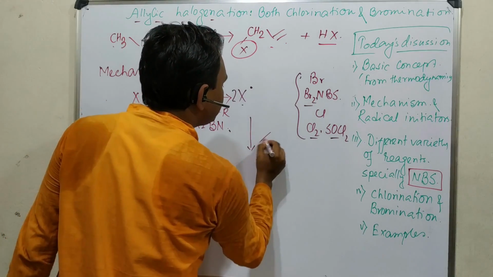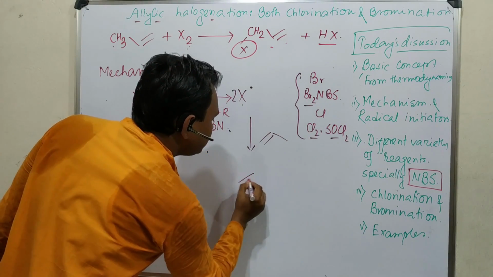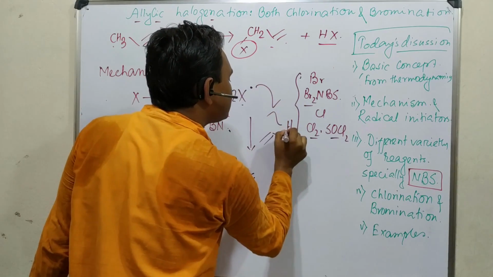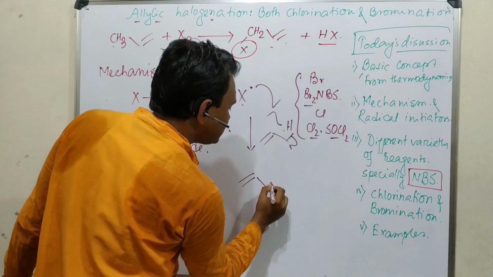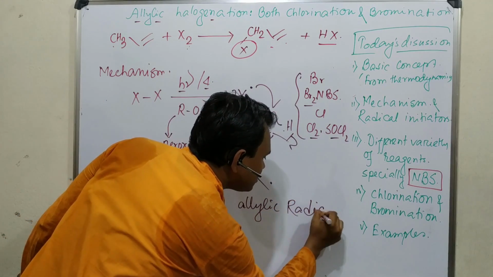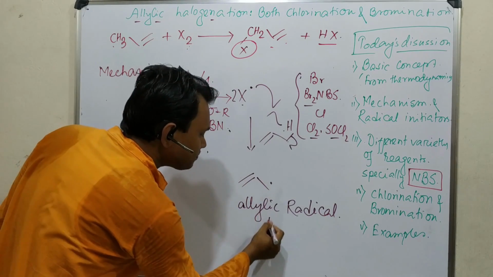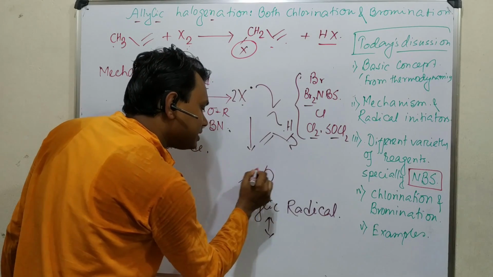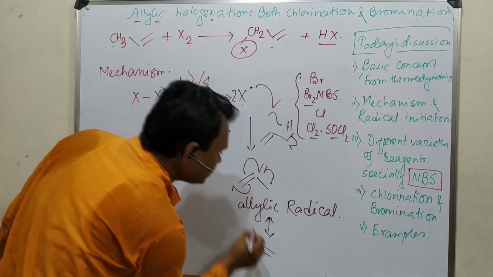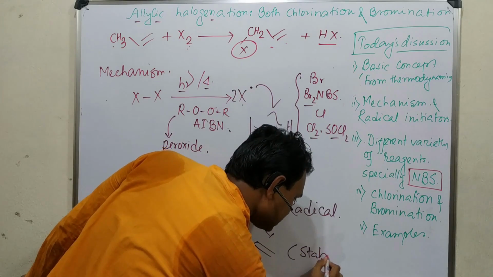So they can react with the alkene and produce an allylic radical. What do I mean? From here it will abstract one hydrogen, so it produces this, and this is called an allylic radical. This radical is stabilized through resonance. How? If we draw the resonance, this comes here, it comes here. So actually this radical is now delocalized and that's why it is relatively stabilized.